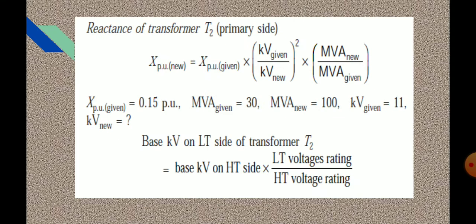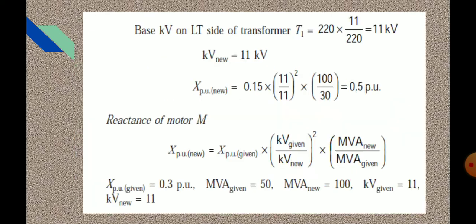Next, the reactance of transformer 2. For the primary side, we use the same formula: base kilovolt on the high transformer side into low transformer voltage rating divided by high transformer voltage rating. All the values are given directly and substituted here to find the base kilovolt as 11 kilovolt. After calculating the base kilovolt on the low transformer side, we substitute in the formula and we get the value as 0.5 per unit.